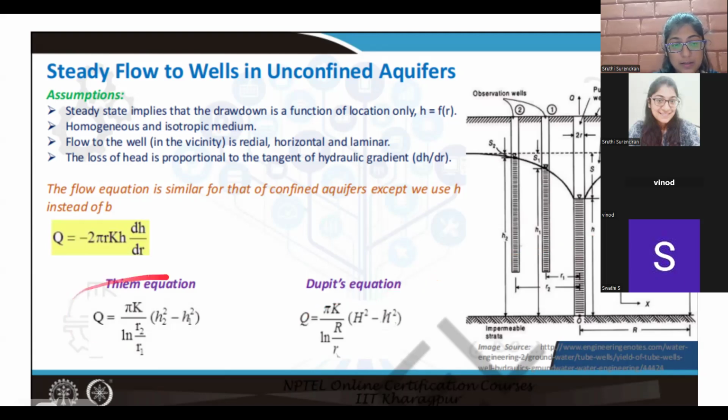So when you have to calculate the discharge rate or the pumping rate through a well at some random distance from the center of the well, you use this equation. Dupuit's equation is used when you have to calculate the discharge rate based on the radius of the well and the radius of influence of the well that is provided.